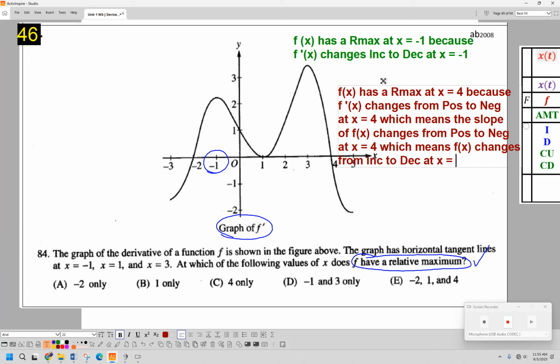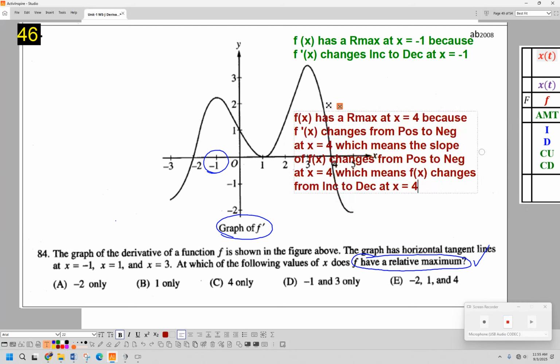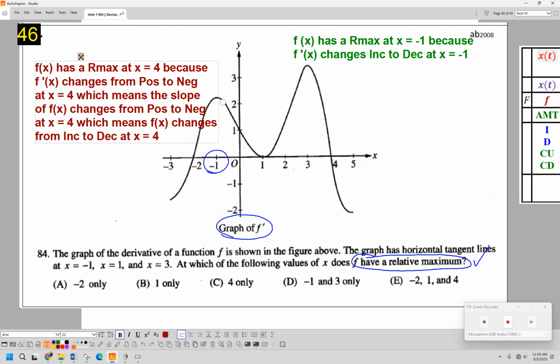So the brown statement is correct. I could fix the green statement. One second, Josh. I'm sorry. I could fix the green statement. Go ahead, you go first, Sasha, sorry.